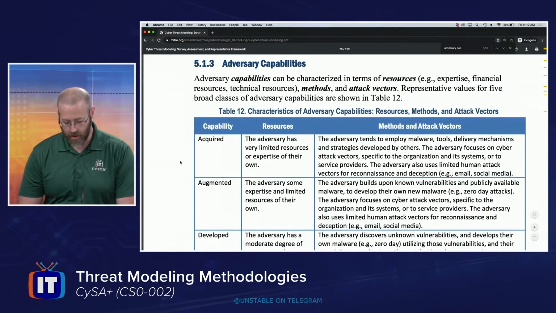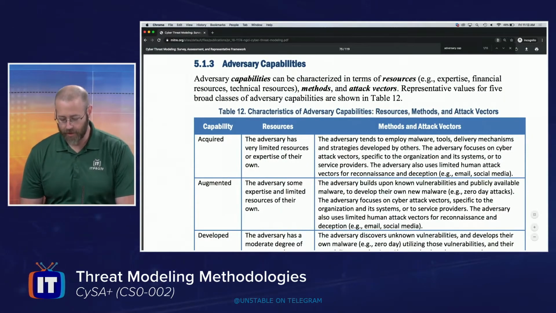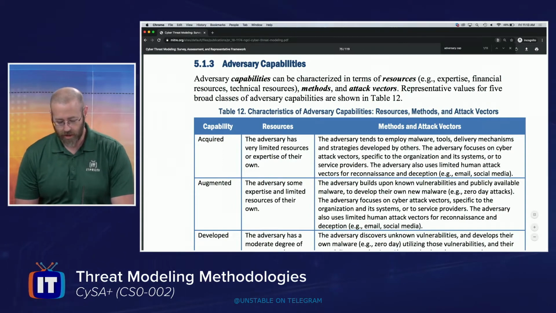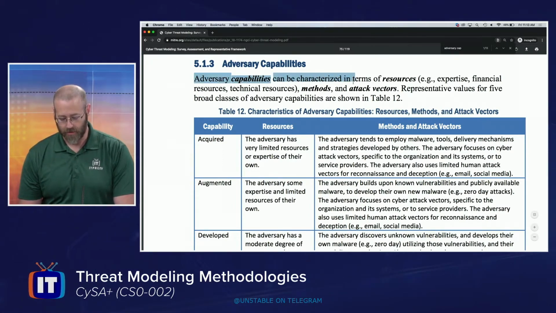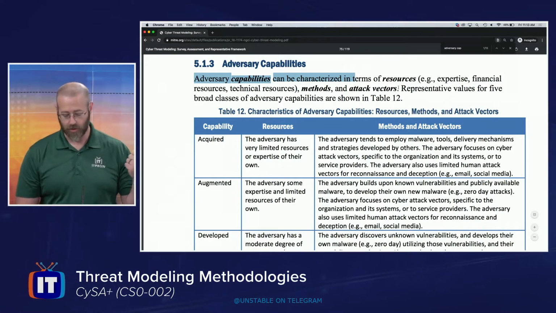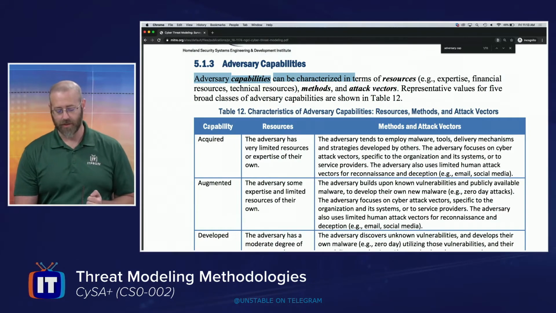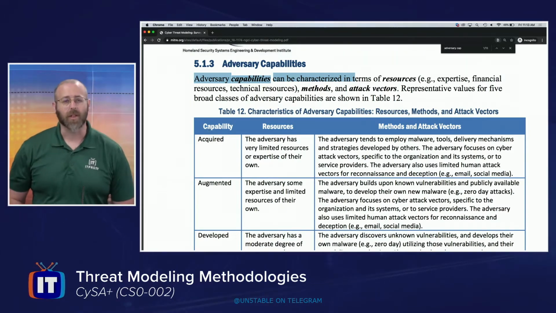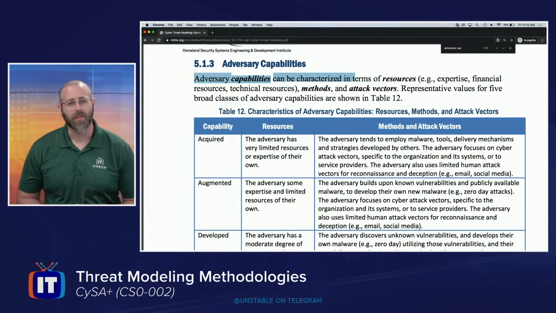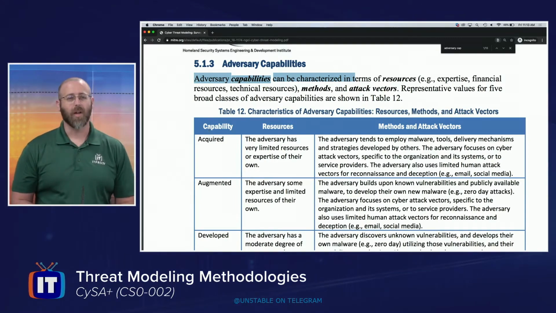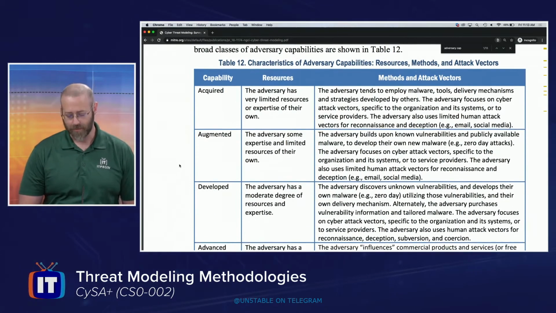So this is their characteristics of adversary capabilities, resources, methods, and attack vectors. They do give a better definition than I did. Adversary capabilities can be characterized in terms of resources, expertise, financial resources, technical others, methods, and attack vectors, and representative values for 5 broad classes of adversary capabilities. This is something I would get familiar with. This is something I would spend some time with, because if maybe there was a survey that asked you questions, you would be able to answer something about them. Hint, hint, wink, wink.